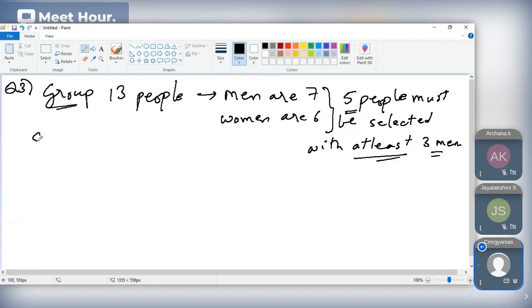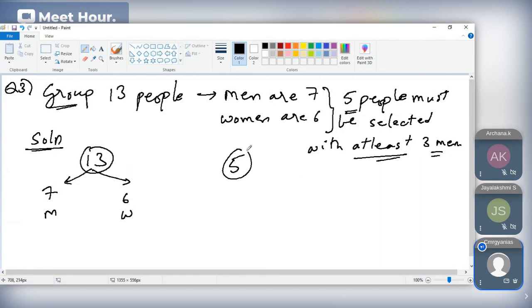So, what is the question in the solution? That in total there are 13 people, out of which 7 men and 6 women. So you should select 5 people. We need only 5. Out of this 5, minimum 3 should be men. That is the question. So this I can select in different ways. Now, minimum 3 men, that is the only condition.